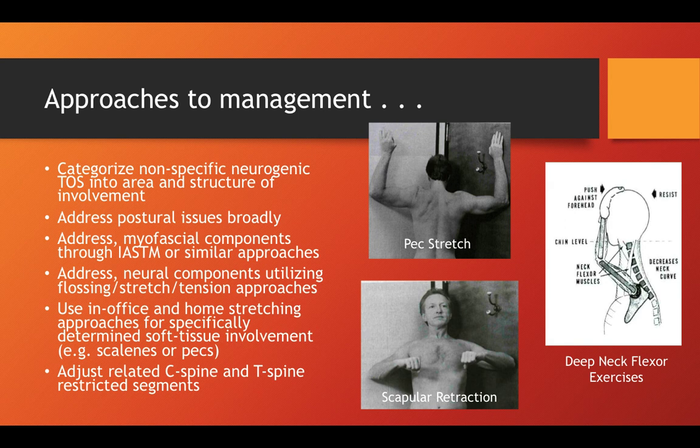For example, corner stretching for pecs and corner mid-scapular contraction and isometric hold for postural improvement, and also deep neck flexor training with chin retraction with concomitant isometric flexion against the palm at the forehead. Address myofascial components through instrument-assisted soft tissue mobilization or similar approaches, and address neural components utilizing flossing, stretch, or tension approaches, and adjust related C-spine and T-spine restricted segments.